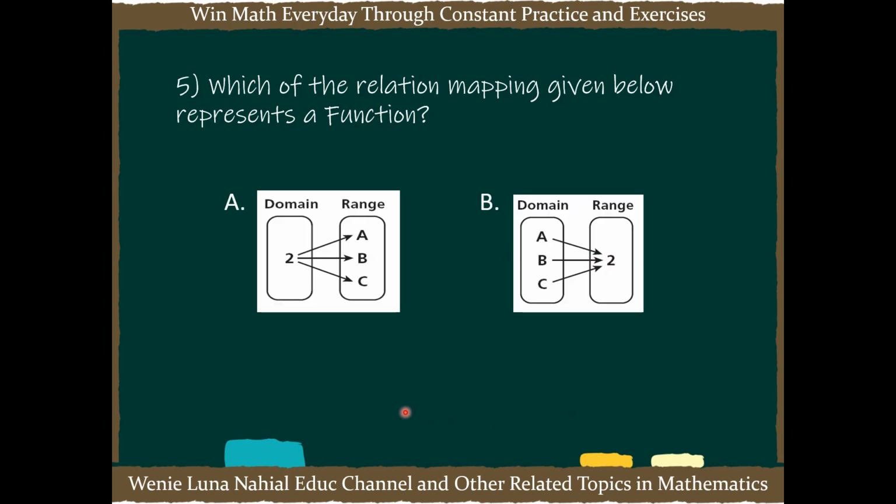Another illustration here, it is similar to the previous one. For choice A, we can see that in the domain, 2 is associated to 3 different elements in the range, which are A, B, and C. And choice B, every element in the domain is associated with a single element in the range. And by that, we can say that the relation here, which is many to one, is a function.